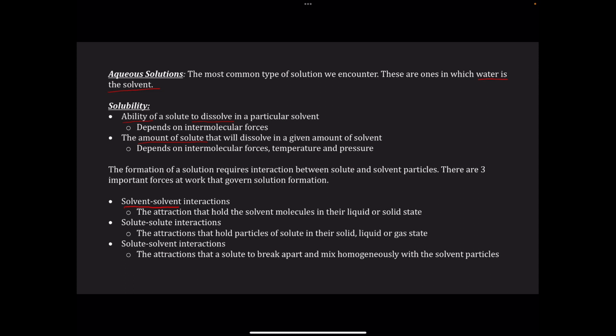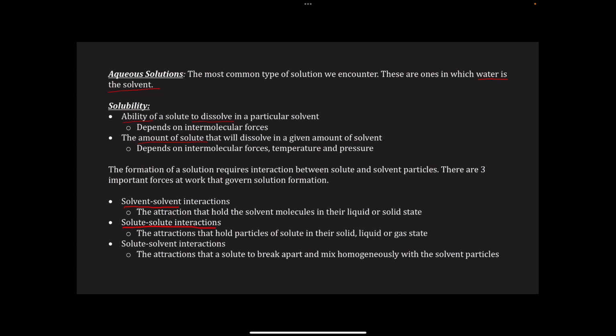So when we talk about solvent-solvent attractions or interactions, that's the attraction that holds the solvent molecules together in their liquid or solid state. So if we're talking about water, it's what holds water molecules together in that liquid state. We also have solute-solute interactions. So again, we haven't mixed our substance yet. I've got my beaker of water sitting in one place, and I've got my container of solute sitting somewhere else. So say my solute is sugar. There are, again, intermolecular forces. They're going to be holding those sugar particles together in that solid state. And that would be my solute-solute interactions.